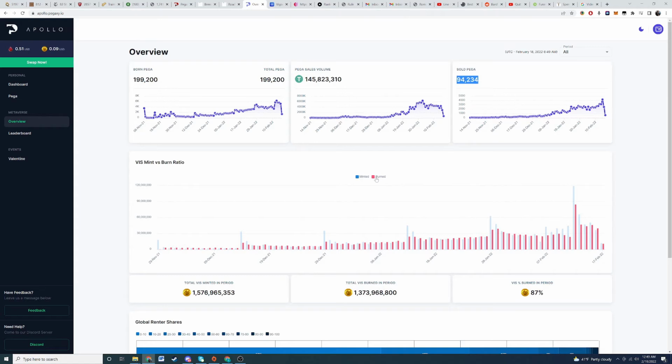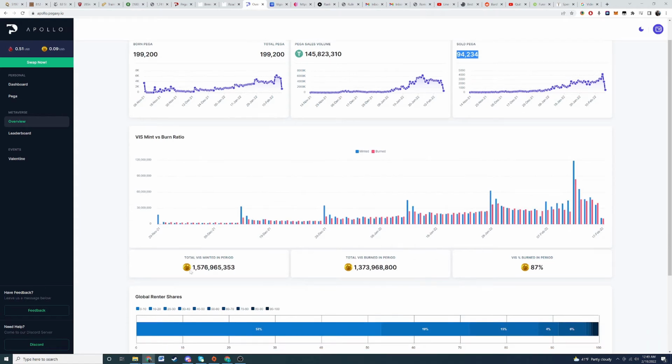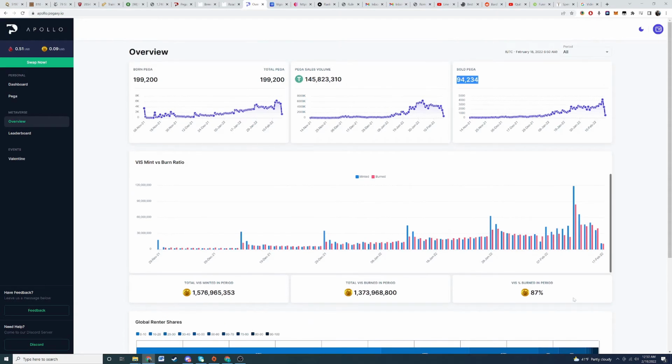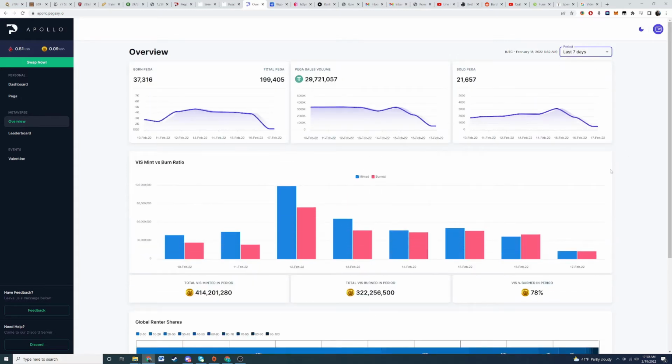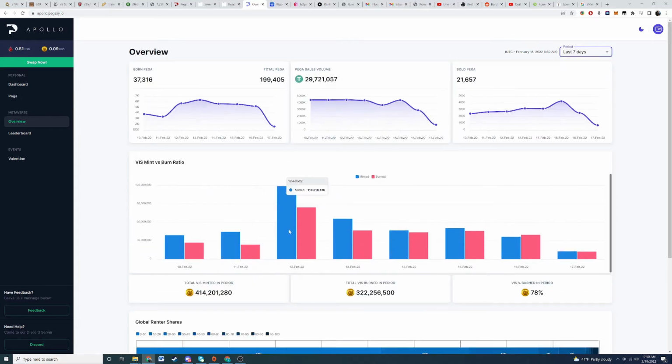So minted versus burned, we can see that 1.5 billion VIS has been minted since the inception of the project. Almost 1.4 billion VIS has been burned in breeding and other stuff, 87% of it in total. So if we switch to a more realistic time frame, the last 7 days or so, this changes. This lines up with the OG breeding cycle.